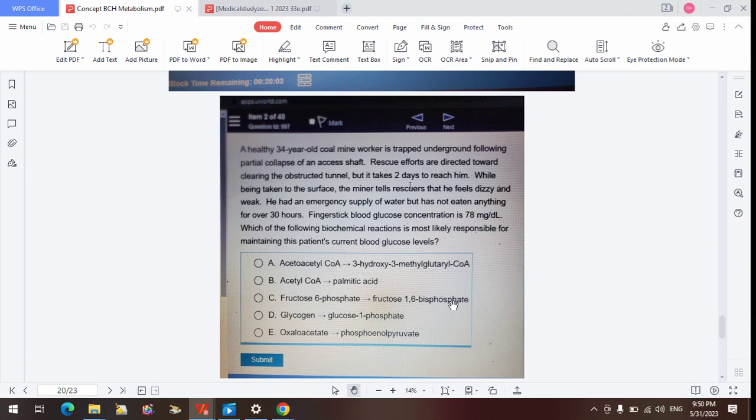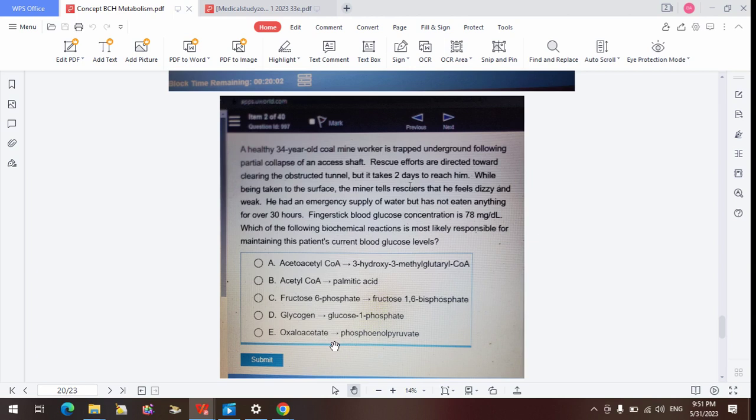It's most likely responsible. Okay, so that would be glycogenolysis, glycogen to glucose 1 phosphate. Are you sure? No, sorry, 2 days. Oxaloacetate to phosphoenolpyruvate. So the reason why what you said earlier is not correct is because after 2 days you will have depleted your glycogen stores. After 24 hours, glycogen stores is gone. So what will help you is gluconeogenesis from the liver and the kidneys.